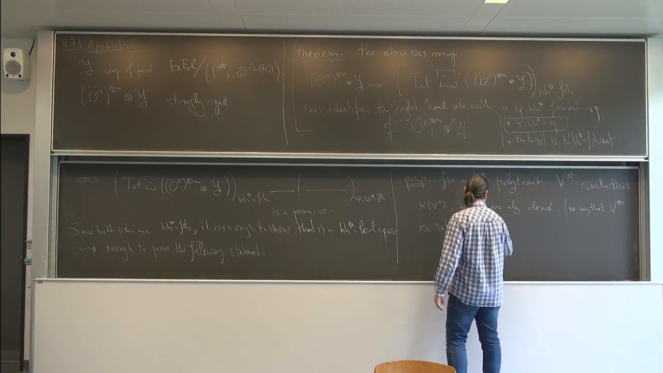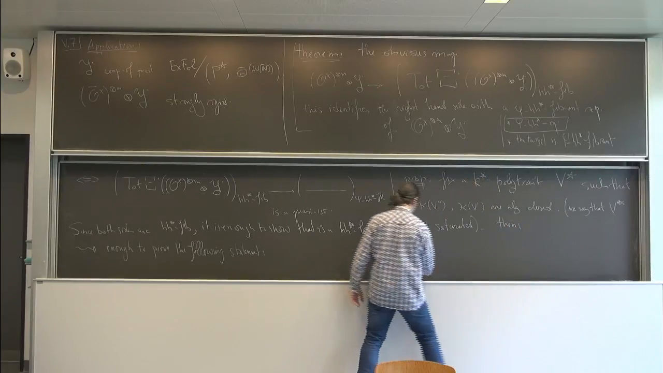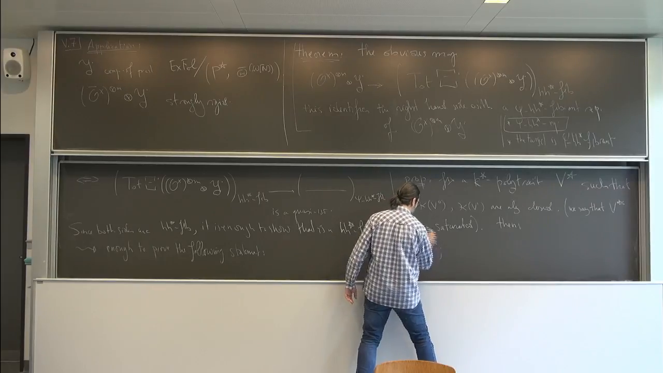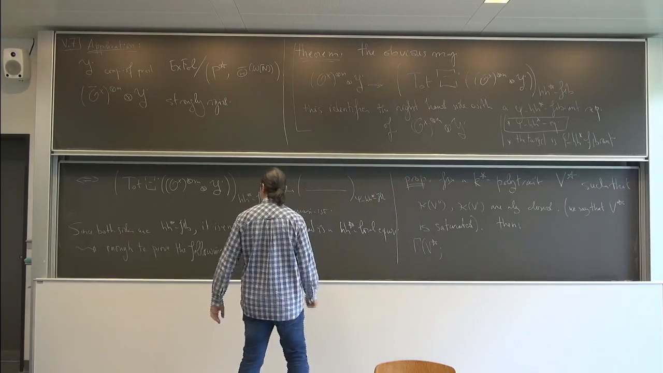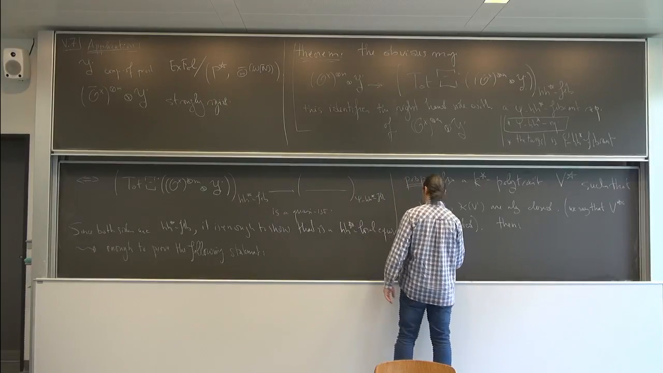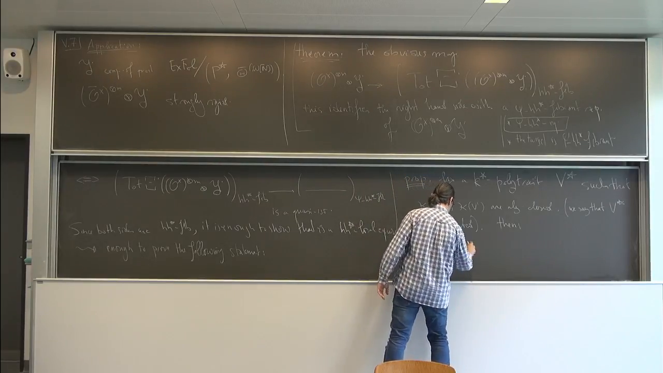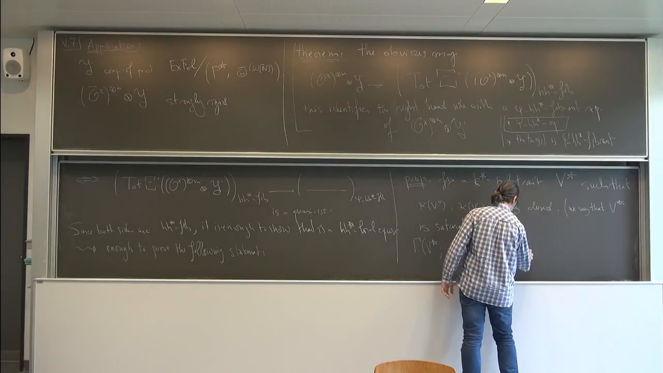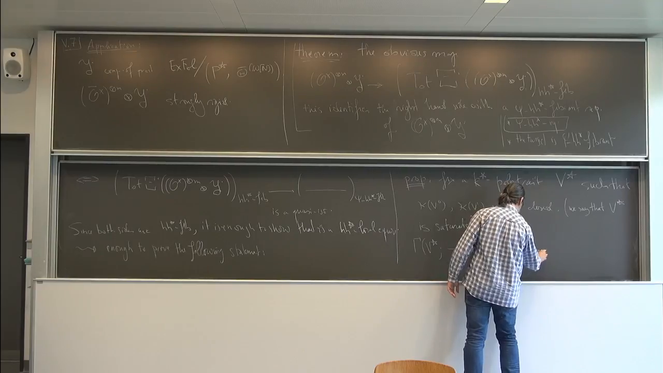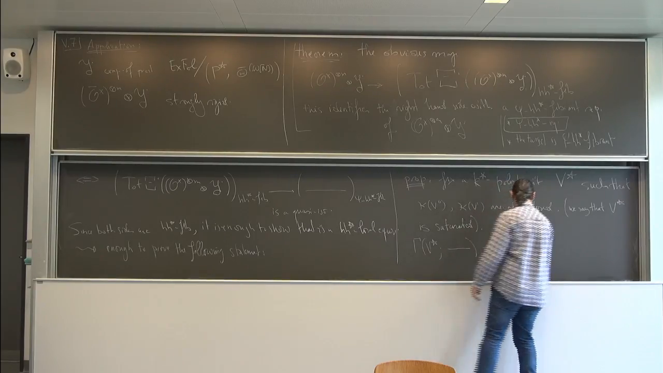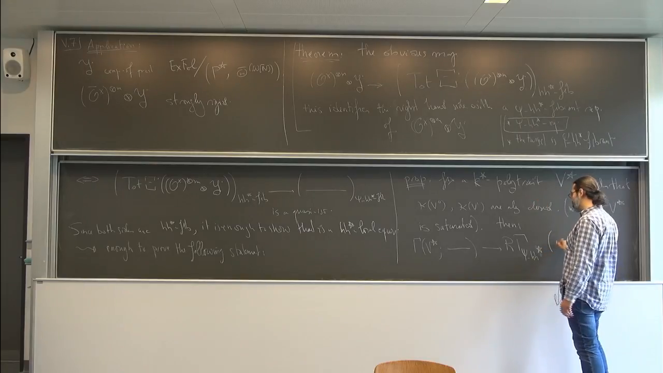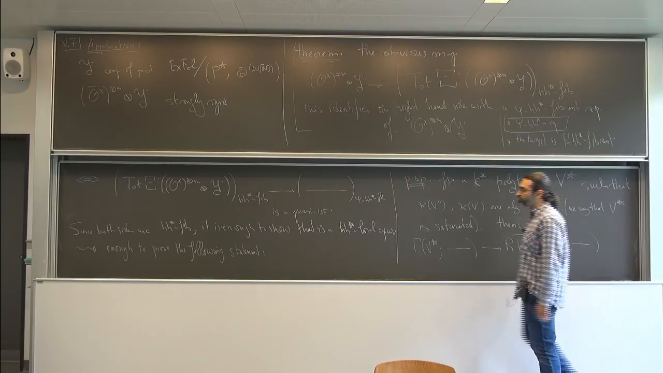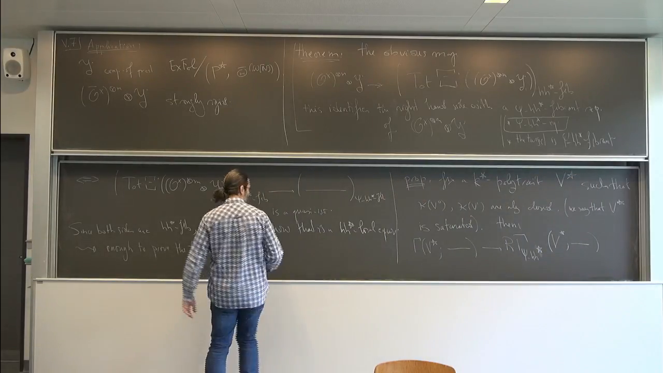Then the claim is that gamma of V star, the global sections of this thing, going to R gamma CHH star, which is the cohomology for this topology of the same thing with values in this complex that we are interested in, the thing which is here. This is a quasi-isomorphism.